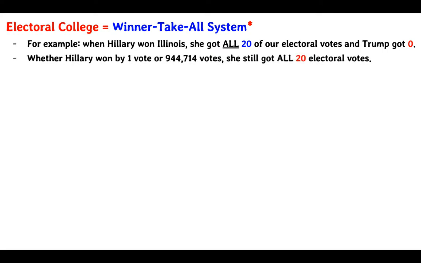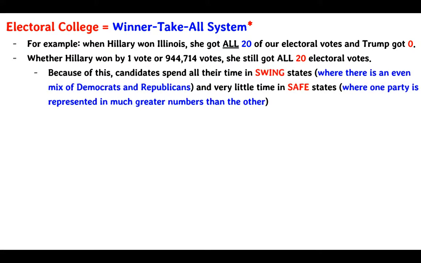So whether Hillary won in the popular vote by 1 vote or almost 1 million votes, she got all 20 electoral votes. It's really important to recognize. Whether you win by 1,000 or you win by 1 million, whoever gets more of the popular vote gets all the electoral votes. And because of this, candidates spend almost all their time in swing states. These are the competitive states where there's a pretty much even mix of Democrats and Republicans, where they have a chance. And they spend very little time in safe states, where one party is represented in much greater numbers than the other.